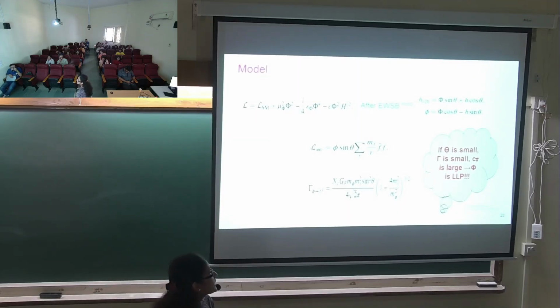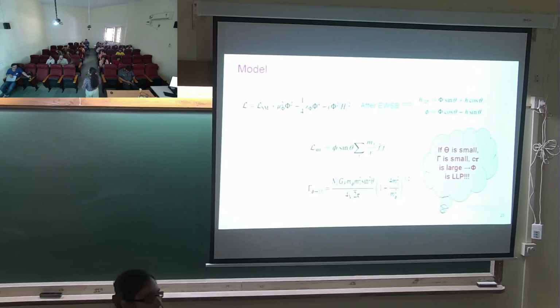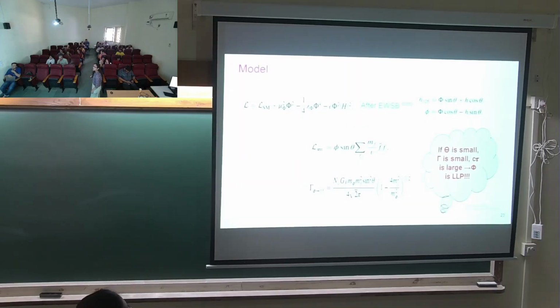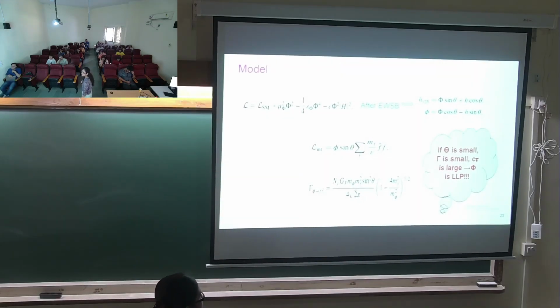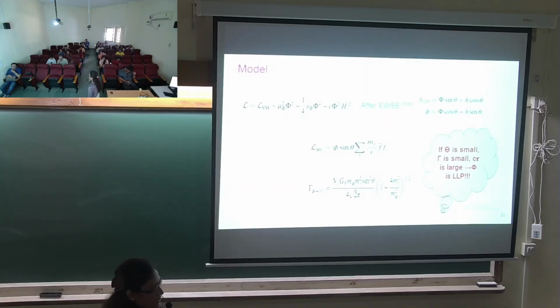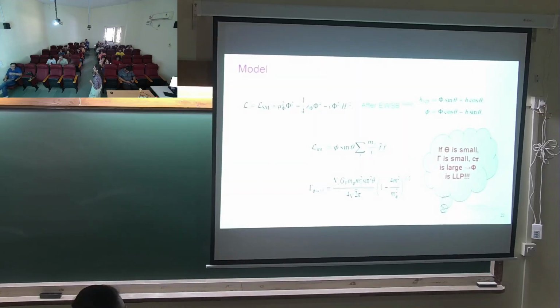Now this phi can talk to the standard model particles via its mixing with the SM-like Higgs, and if the mixing is very small, you can see the phi to f f-bar decay width is proportional to theta squared, and for small theta this tau is large, which is inversely proportional to the c tau. Sorry, the width is small, which is inversely proportional to c tau, making c tau large, and thus phi can become the LLP.